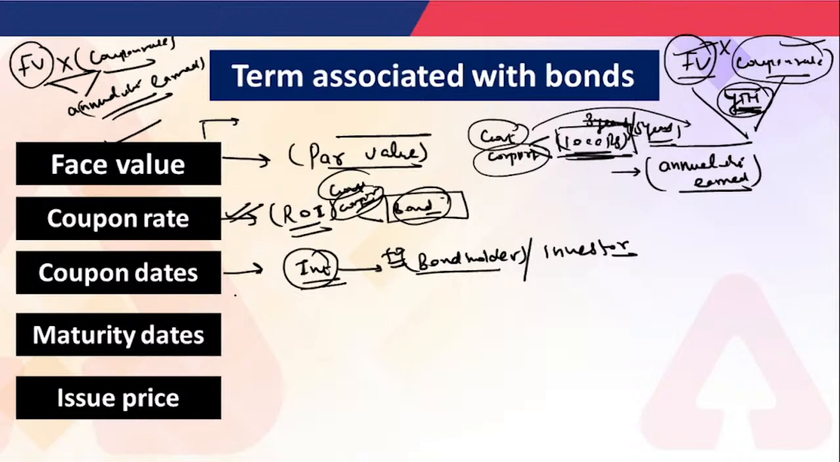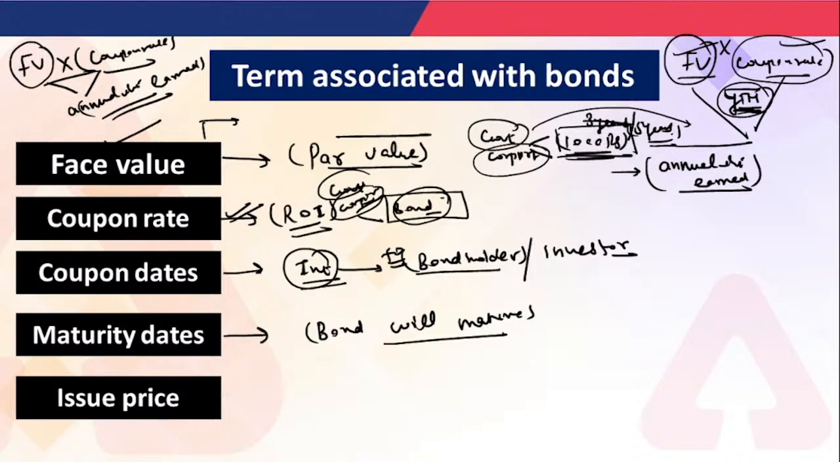Now another term, that is the maturity date. What do we understand by the maturity date? It is the date on which the bond will mature. Like in the example I explained, suppose this bond matures after 5 years.